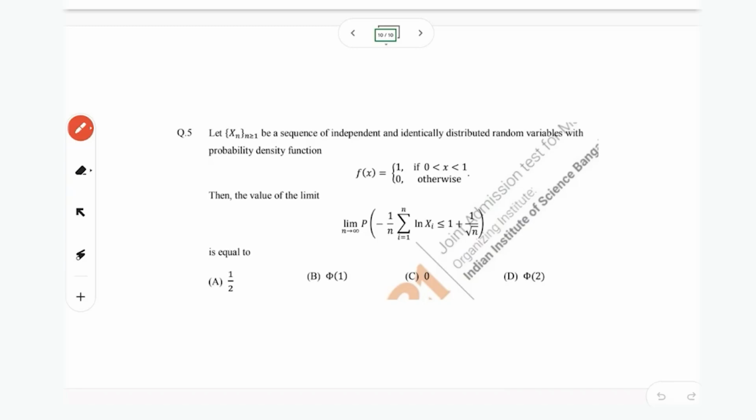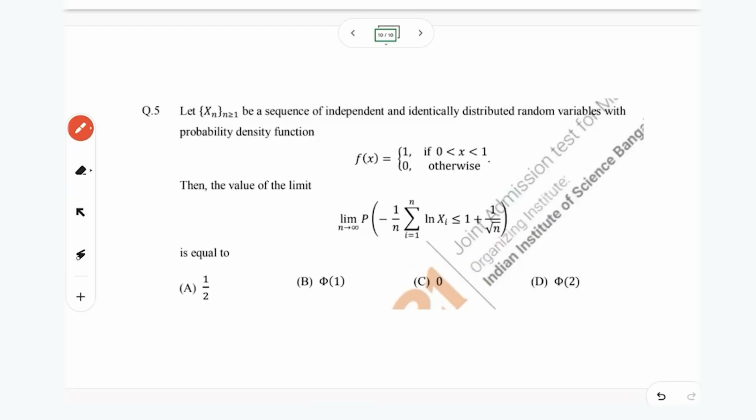Xn is a sequence of independent random variables with probability distribution. What is the value of the limit? Okay, I see. Maybe this is a problem of CLT. Anyways, I think it's a problem of CLT. It's like a theorem. Let's understand this.